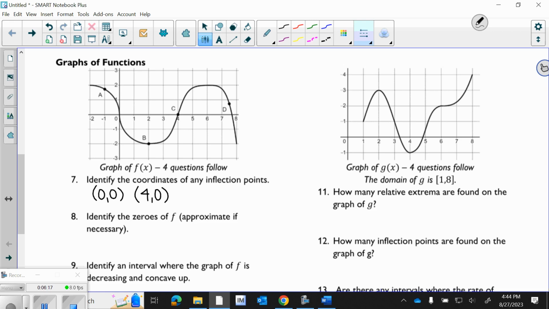Identify the zeros of f and approximate if necessary. So a zero occurs when the graph crosses the x-axis. This one is obvious. I have a zero at x equals 0. This one is also obvious at 4. But this last one, I'm going to have to use an approximation. So we'll say 7.7-ish.